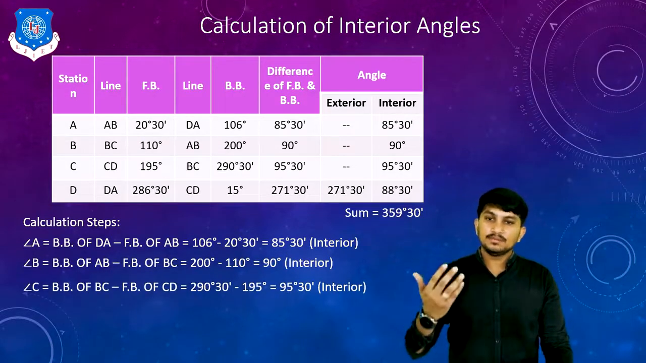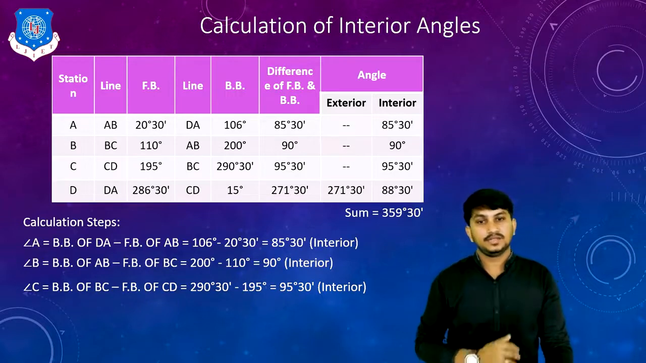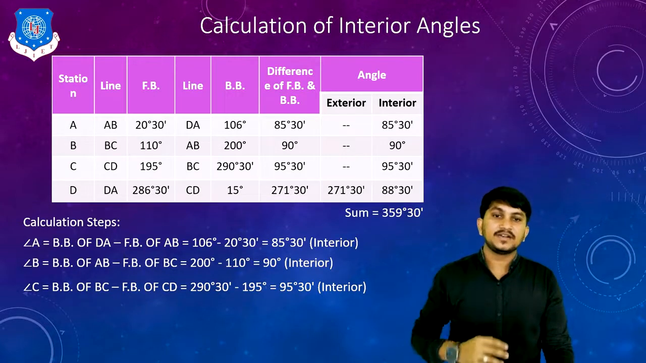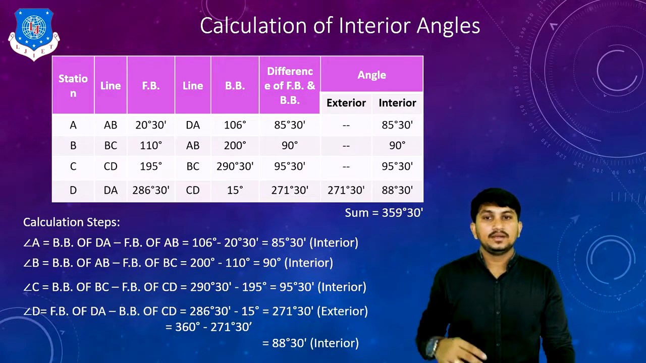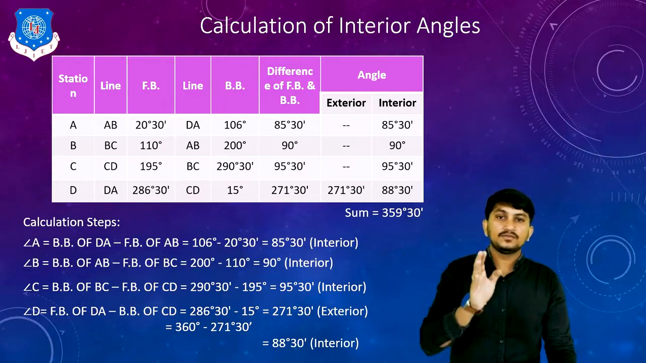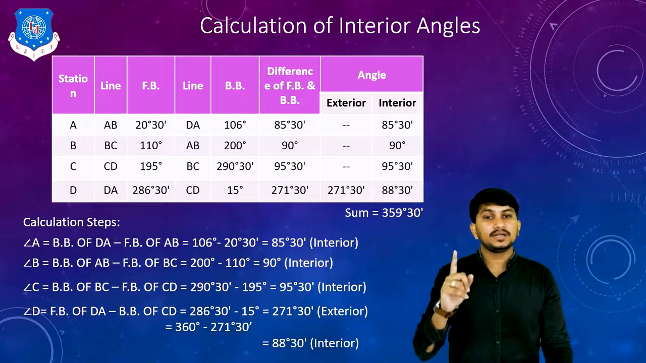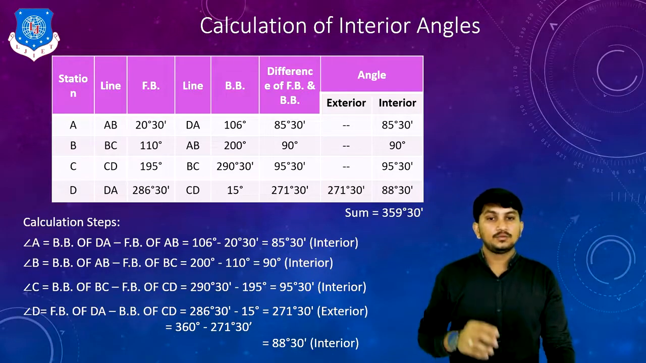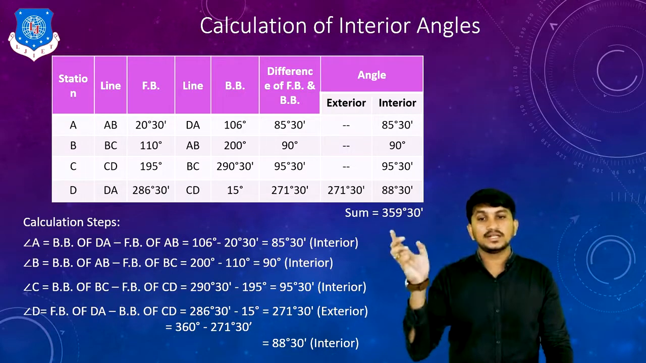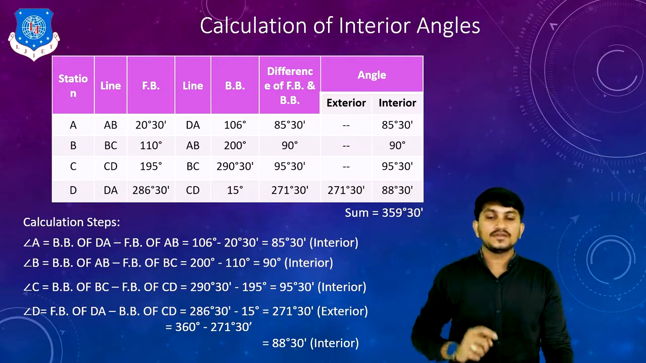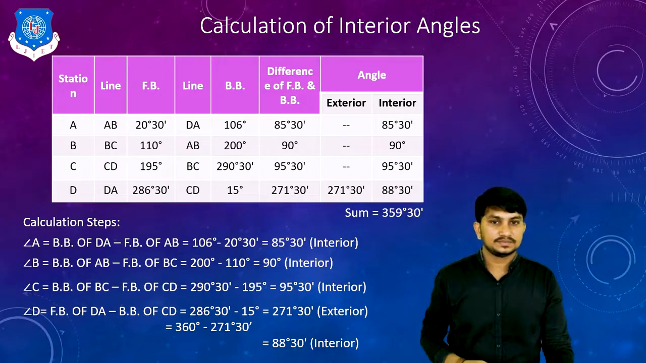Angle C is BB of BC minus FB of CD: 290 degrees 30 minutes minus 195 degrees, 95 degrees 30 minutes, which is interior. And angle D is FB of DA minus BB of CD: 286 degrees 30 minutes minus 15 degrees, 271 degrees 30 minutes, which is an exterior angle. To find the interior angle, we have to deduct this exterior angle from 360 degrees. So 360 degrees minus 271 degrees 30 minutes gives 88 degrees 30 minutes, which is the interior angle.